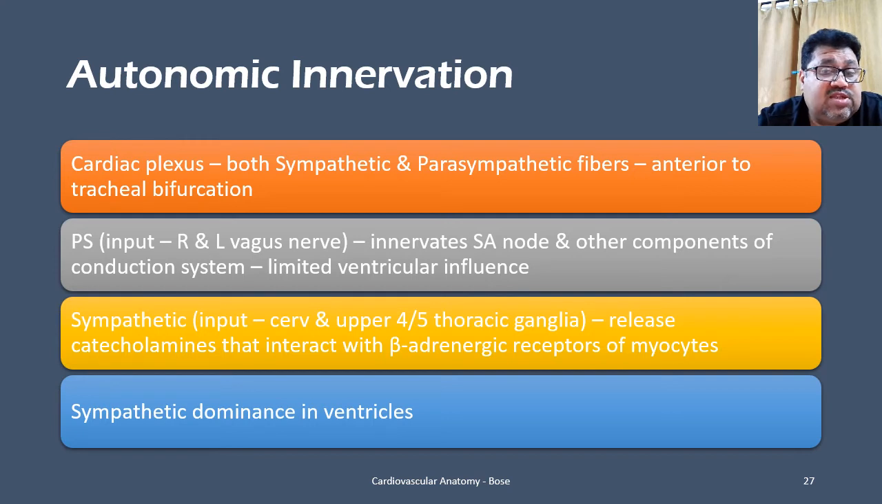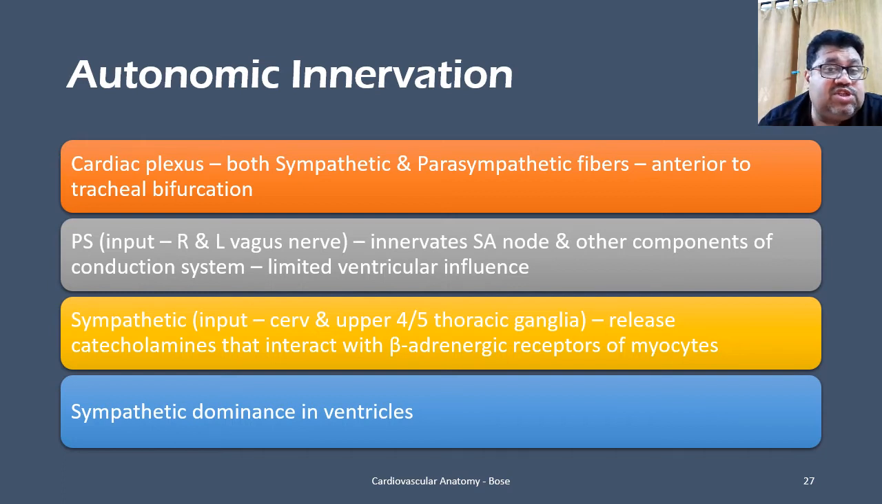The cardiac plexus receives parasympathetic input from the right and left vagus nerves, and subsequently nerves branch off the plexus, follow the coronary vessels, and innervate the SA node and other components of the conduction system. There is relatively less parasympathetic innervation to the ventricles, resulting in a sympathetic dominance on ventricular function.